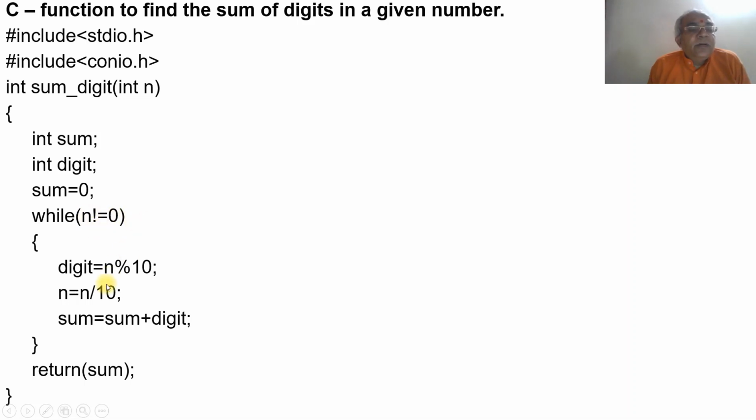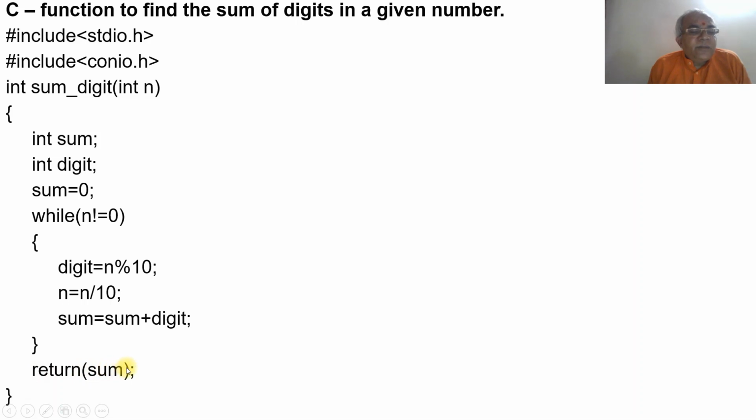Then 5 is not equal to 0. The remainder is 5, and n equal to n divided by 10 becomes 0 here. So sum will be equal to 13 plus the digit you get here, which is 5, so 13 plus 5 becomes 18.